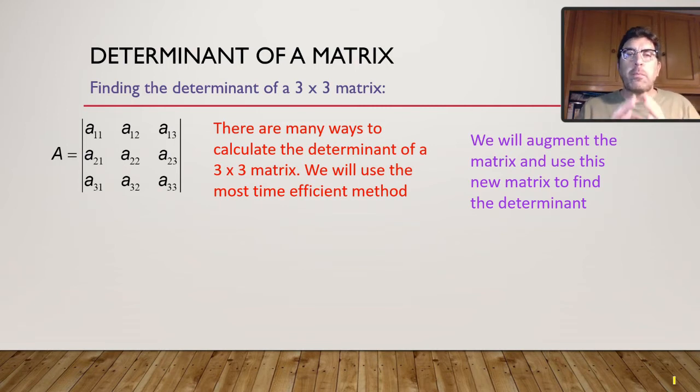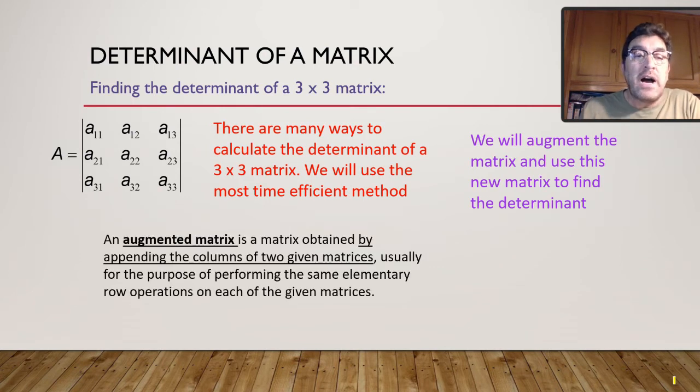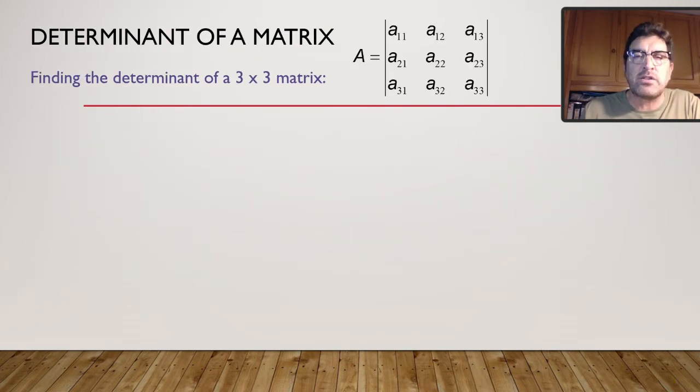Now folks, to augment a matrix, you use the matrix as it is and you add columns onto that matrix. Now for this particular method, I am going to augment this matrix by appending the columns of two given matrices, usually for the purpose of performing the same elementary row operations in each of the given matrices. Now let's see what it is that we're going to do.